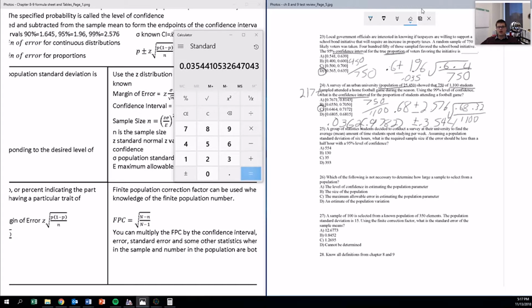Okay, a group of statistics students decided to conduct a survey at their university to find the average amount of time students spend studying per week, assuming a population standard deviation of 6 hours. So you've got a population standard deviation. What is the required sample size? So now we're calculating sample size. So are we using T or are we using Z? The answer is Z, because we have a population standard deviation.